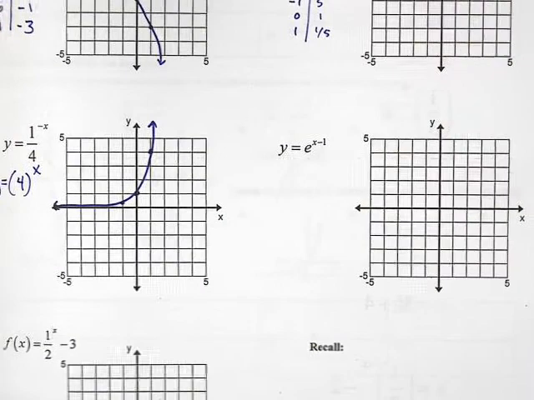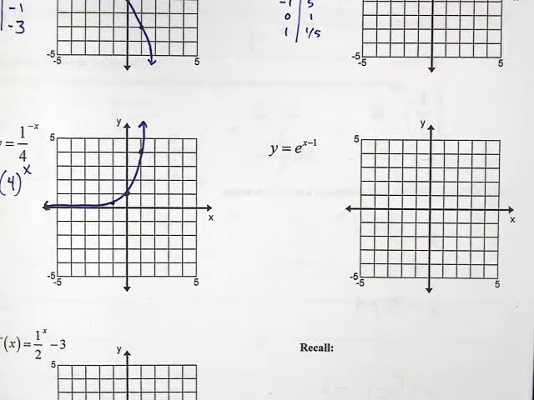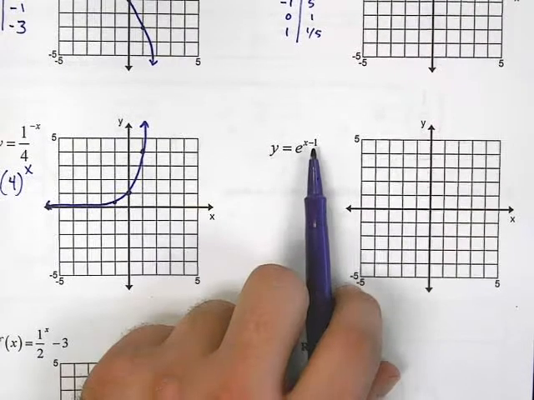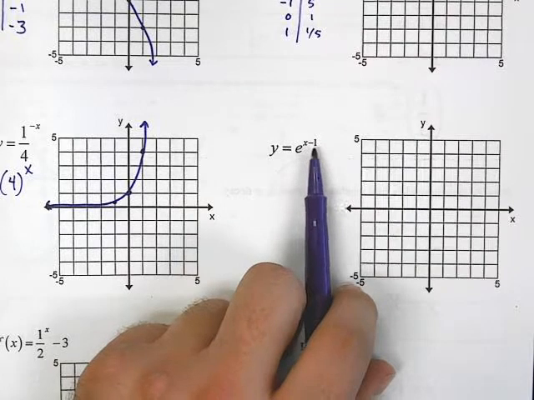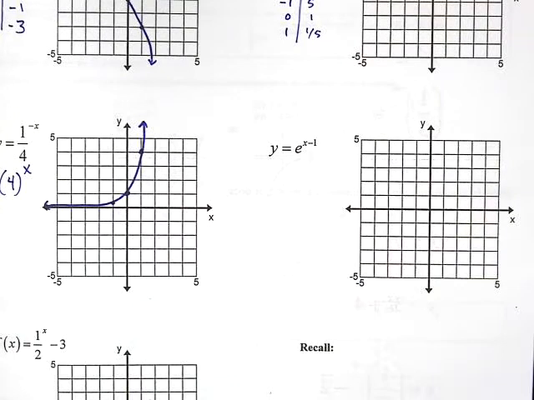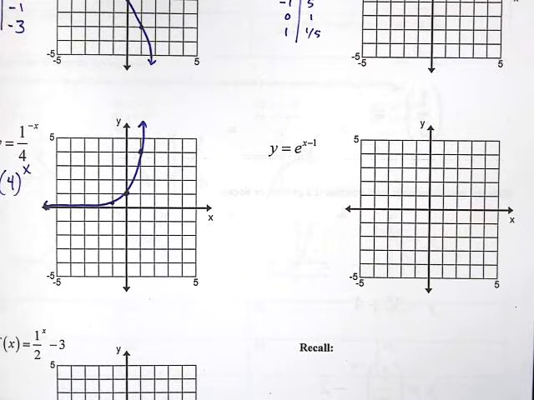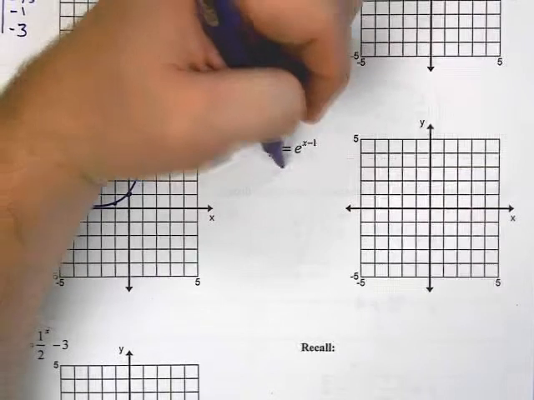This next one, here is what I would like you guys to keep in mind. I have a negative 1 being subtracted inside of the function. This negative 1 is being added or taken away inside the function, and we learned way back when that when you add or subtract inside the function, it is a horizontal transformation. This is going to be a horizontal transformation of 1 unit. So I'm going to say this has to go 1 to the right.